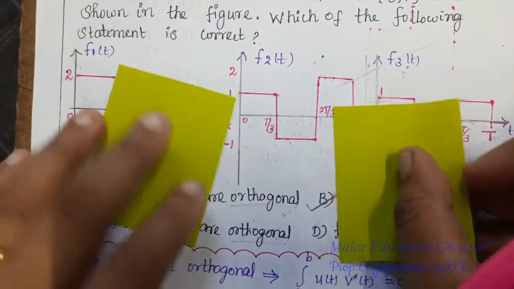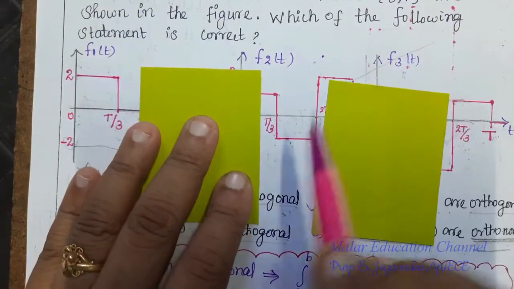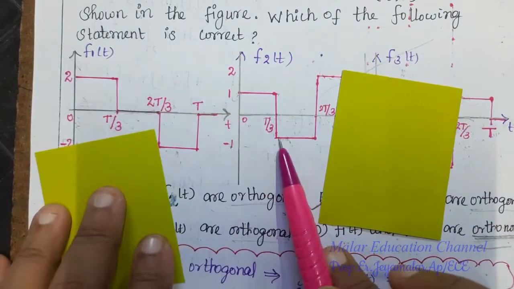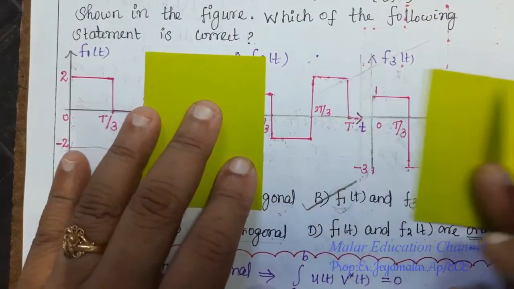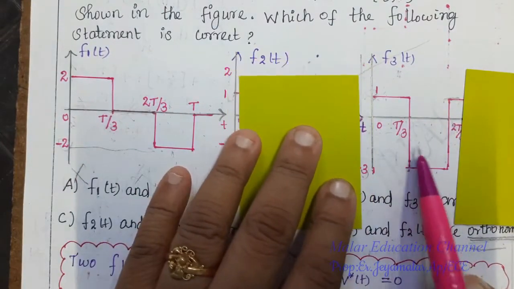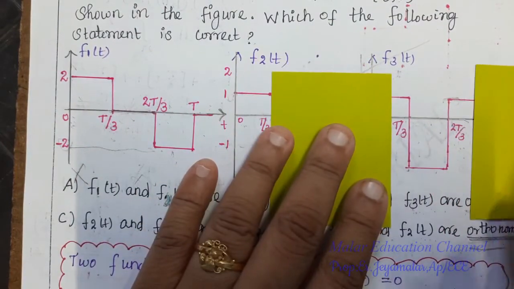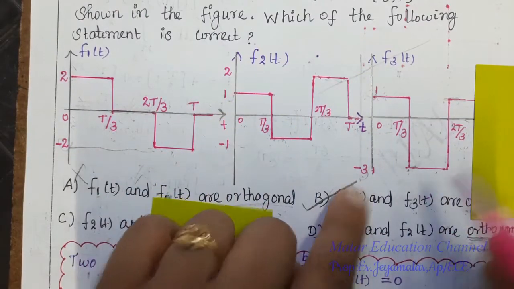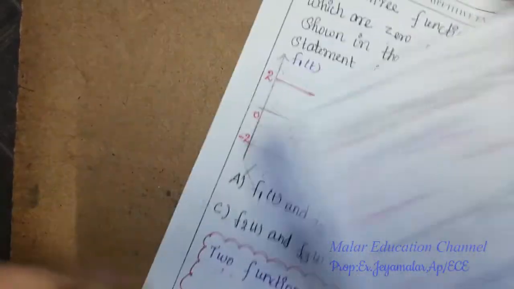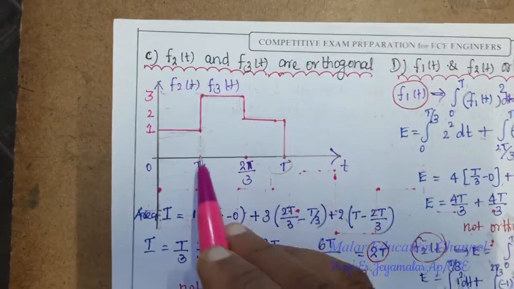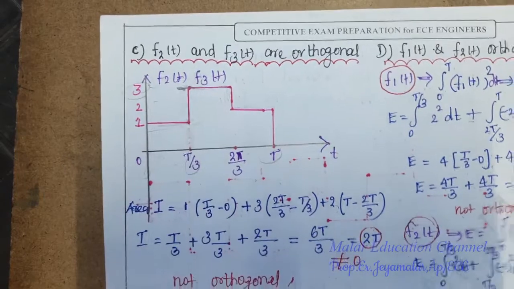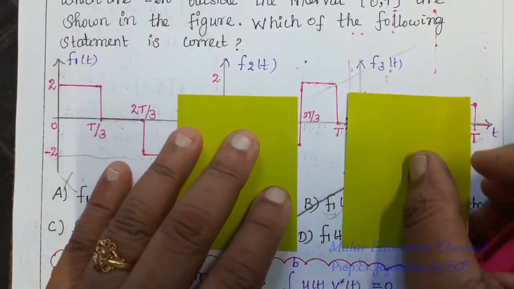f2 of t, here, the limit from t by 3 to 2t by 3, the amplitude is minus 1. Similarly, here, the range from t by 3 to 2t by 3, the amplitude is minus 3. Here minus 1 into minus 3 is plus 3. Hence the amplitude is here plus 3. See here, the amplitude is plus 3. Similarly, check the final, that's the last limit.